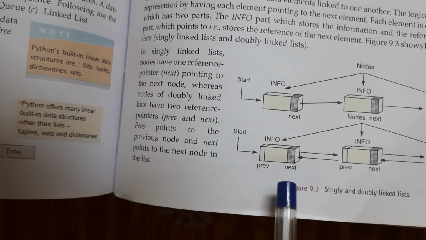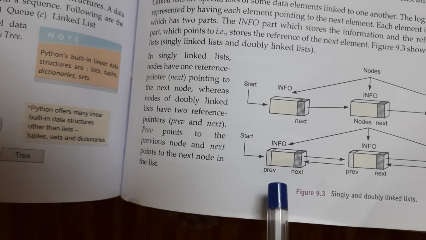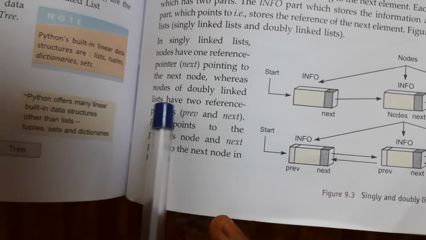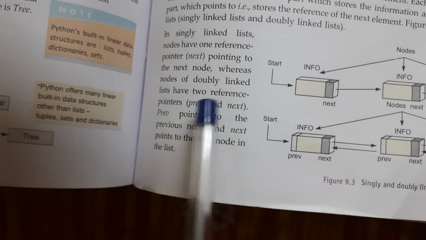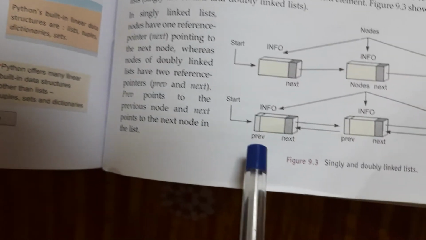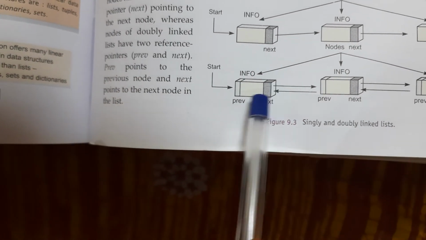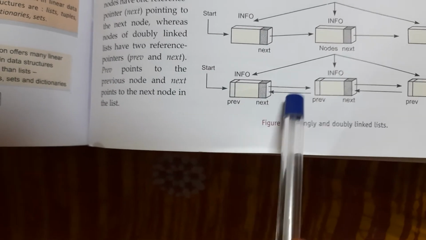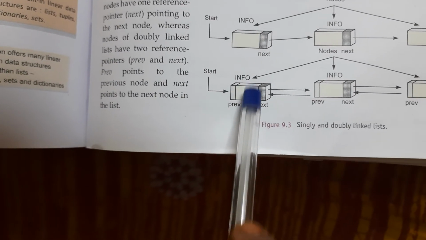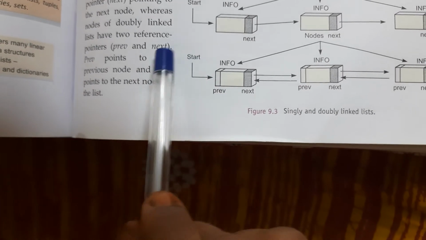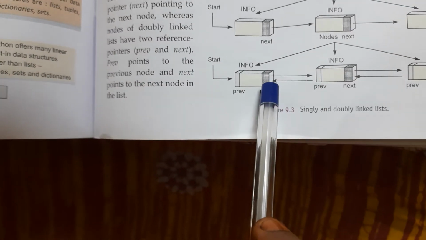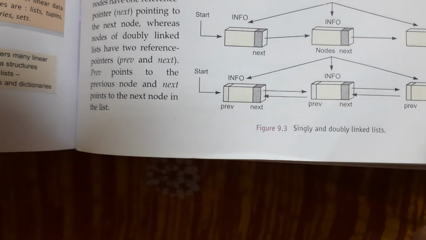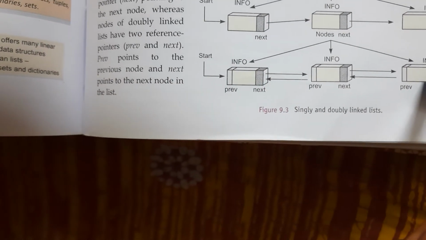Whereas in a doubly linked list, you will have it like this. In the definition of a doubly linked list, you have two reference parameters, the previous and next. The node is divided into three parts: previous address, next address, and the middle is the info, the value. So it will be connecting with the previous value and the next value. This is a singly linked list. This is a doubly linked list.